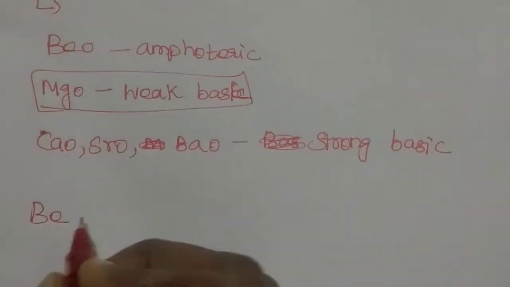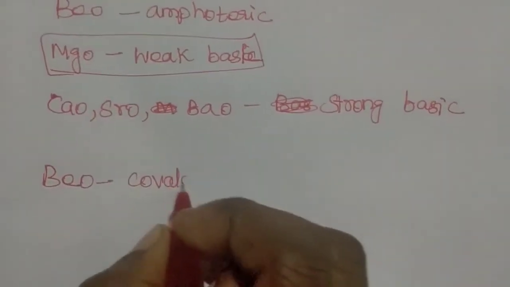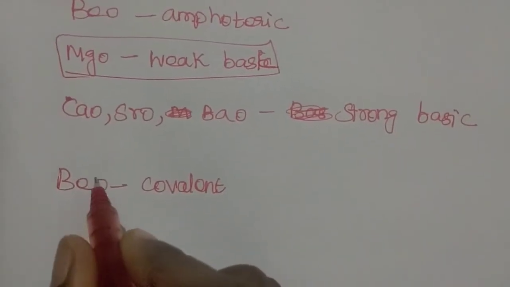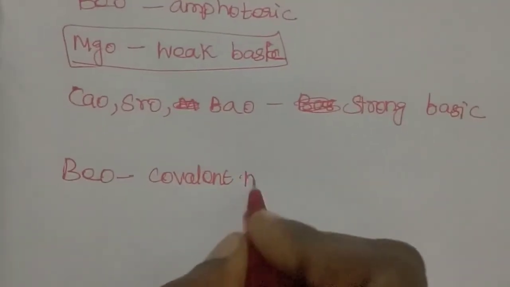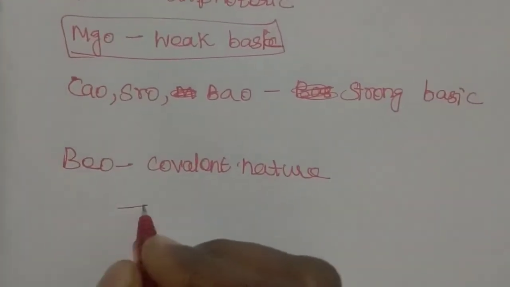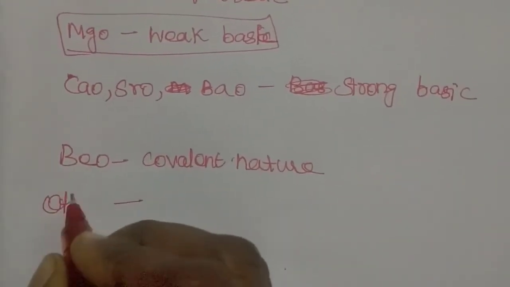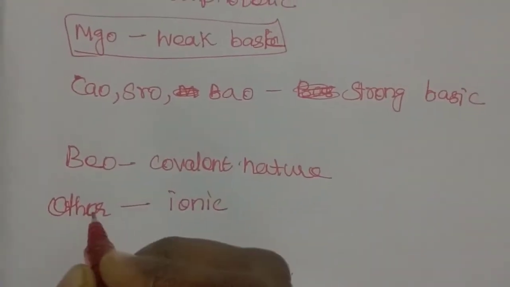Beryllium oxide is amphoteric in nature and it is also a covalent compound. So between beryllium and oxygen we have a covalent bond. So this is a covalent nature compound, and all the other elements form ionic compounds. So the other elements are ionic in nature.